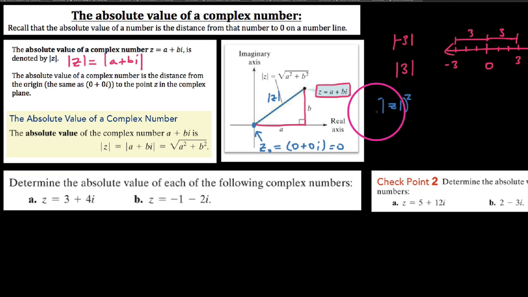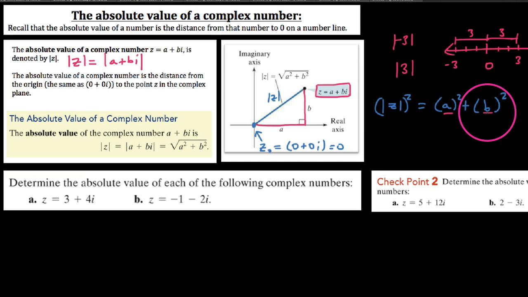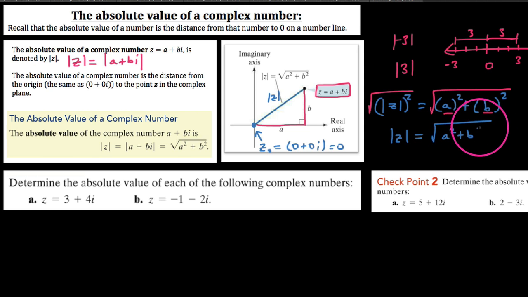If we were to square that, that would be equal to a squared plus b squared, where these were the components of our complex number in the first place, the real part and the imaginary part. And so solving for the absolute value of z, taking the square root of both sides of this equation, we get that the absolute value of z should always be equal to the square root of the sum of the squares of the legs of our triangle. So we say by definition, and this is a formula worth remembering starting right now, that the absolute value of a complex number a plus bi, the absolute value of z, which is the absolute value of a plus bi, is the square root of a squared plus b squared.